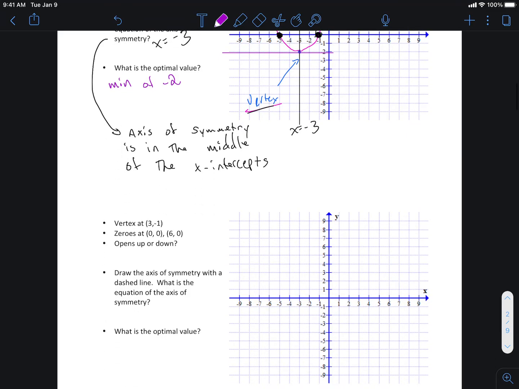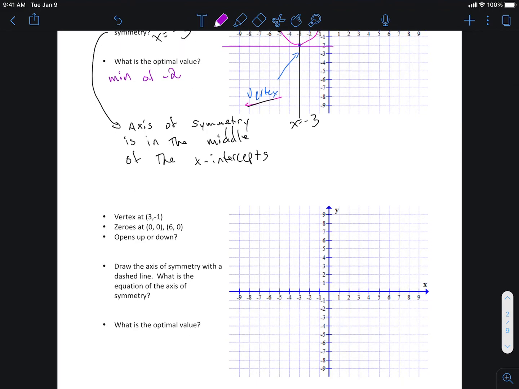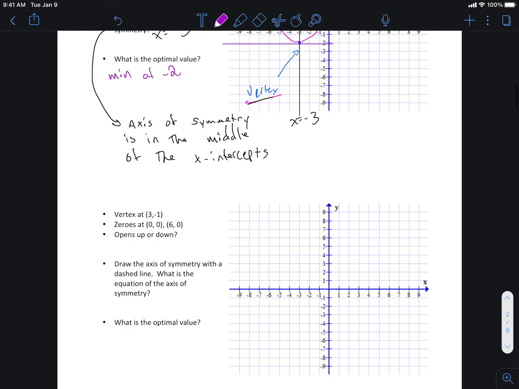So if I do one more here, I'm going to do the exact same thing now. The vertex is at (3, -1). Where's 3? Let's get in the habit of writing x and y on there, so we don't make any mistakes. x, y. So 3, -1. That's right here. There's my vertex. All right, that's one done.